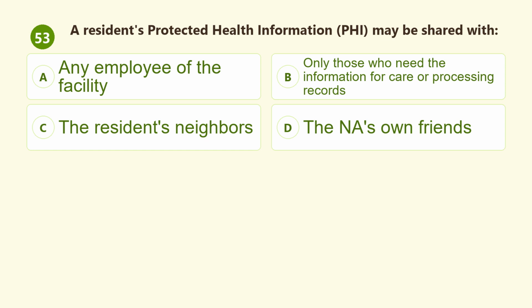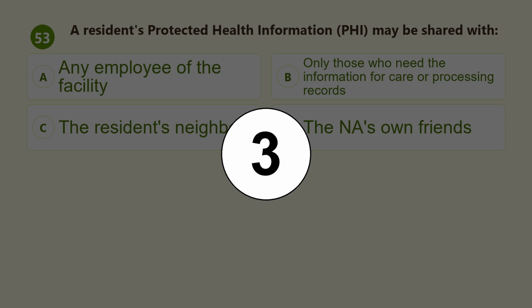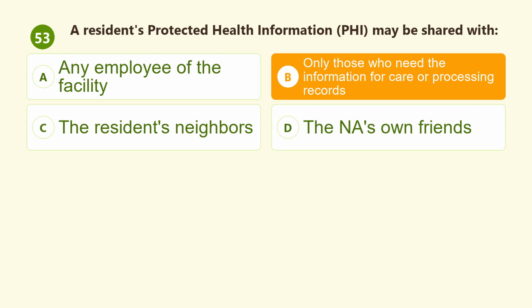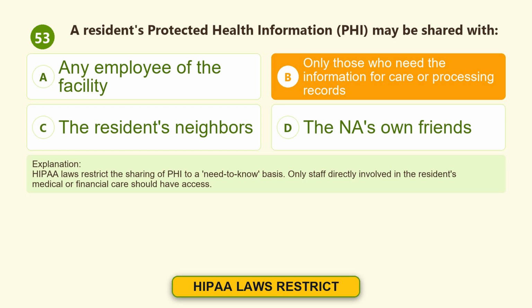Question 53. A resident's protected health information, PHI, may be shared with Option A, any employee of the facility. Option B, only those who need the information for care or processing records. Option C, the resident's neighbors. Option D, the Nazon friends. The correct answer is option B, only those who need the information for care or processing records. HIPAA laws restrict the sharing of PHI to a need-to-know basis. Only staff directly involved in the resident's medical or financial care should have access.